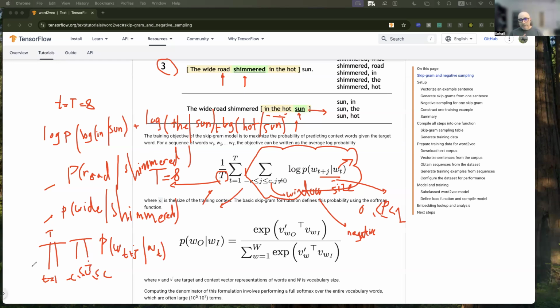But there's an issue here. The issue is these probabilities are all very small numbers. Imagine my corpus size is 10,000, for instance, and we have one probability, only one case, and this probability is 0.1. All of them are the same number. If you multiply them together, this objective function would be 0.1 to the power of 10,000. That would be a very small number, underflow, and the computer cannot calculate that.